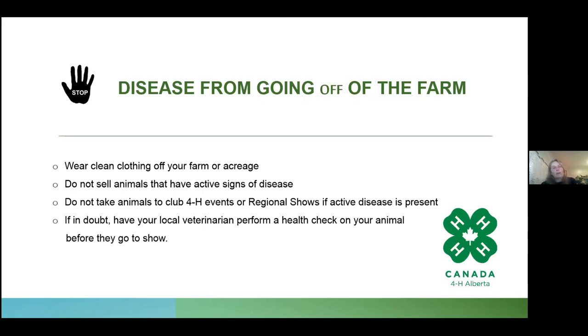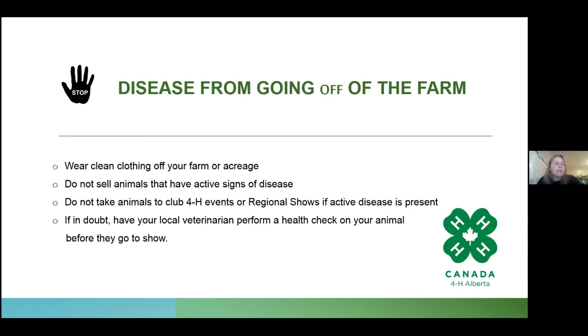Okay, diseases going off farm. What do I always tell my 4-H group? Because I am a 4-H project leader. I always say, wear clean clothing off your farm or your acreage. Not only clean boots, because sometimes we'll use disposable boots, but I want you to have clean clothing, maybe not your farm clothes. If you want to wear your farm clothes, you have to have them freshly laundered, right? Just out of respect of the farm that you are going to, you want to make sure that you are dressed appropriately. If an animal has active disease, do not sell that animal.